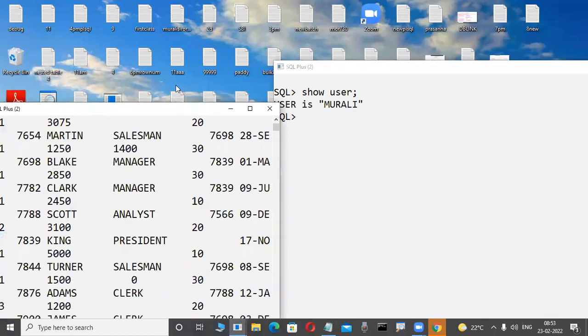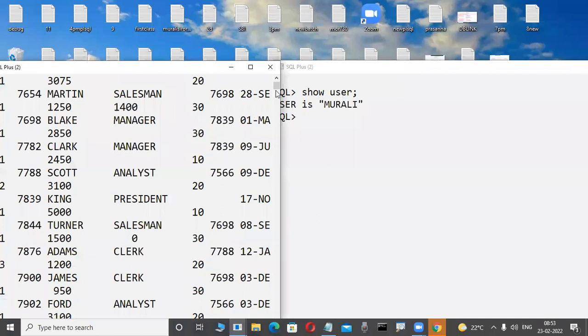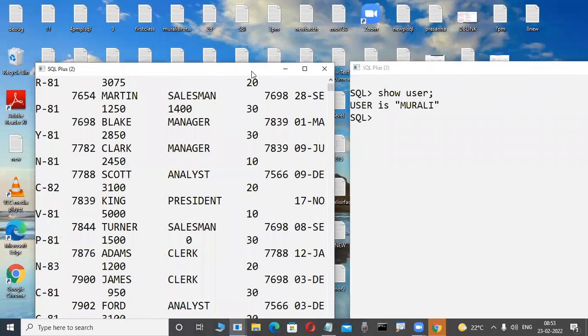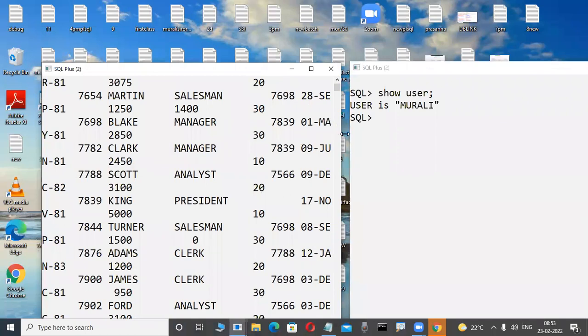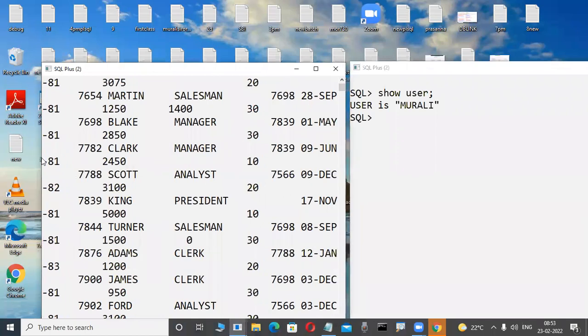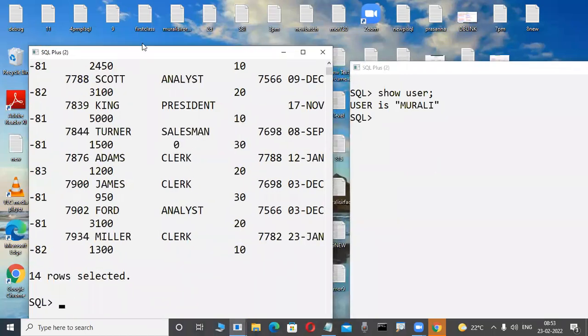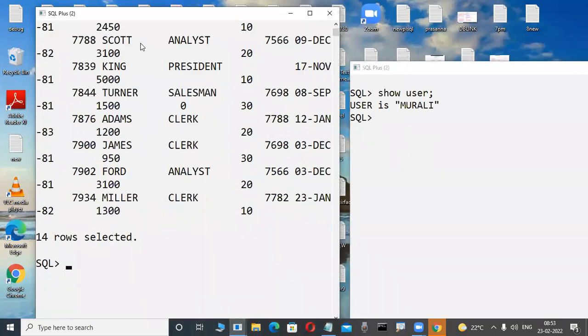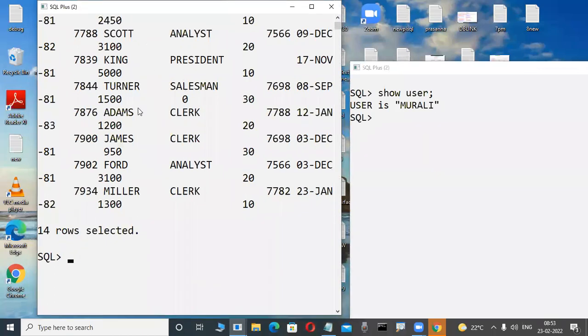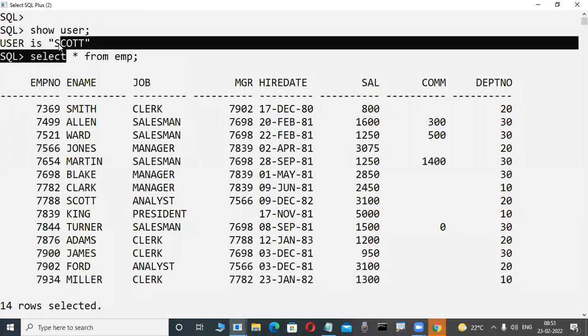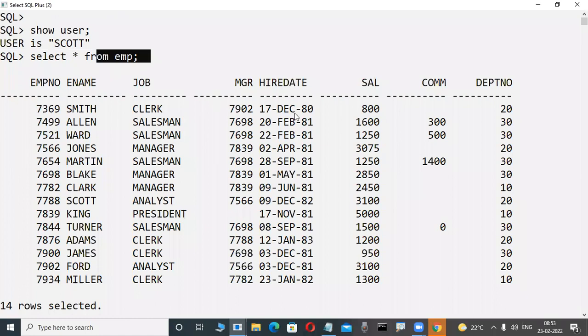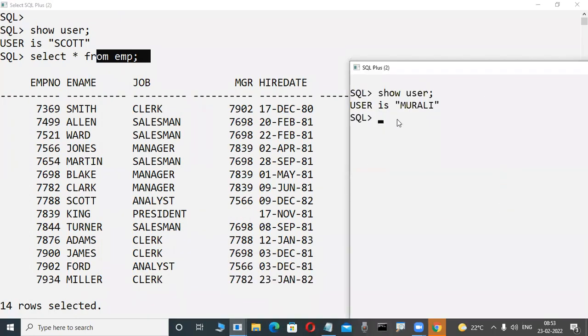Now, this Murali employee tries to access the Scott employee's EMP table. Scott is a predefined name, a username. Don't worry, those are all later things. Now observe here, anybody guess. Suppose this Murali employee tries to access this Scott employee's table. So now the EMP table: possible or not possible? Anybody guess it? Possible or not possible?